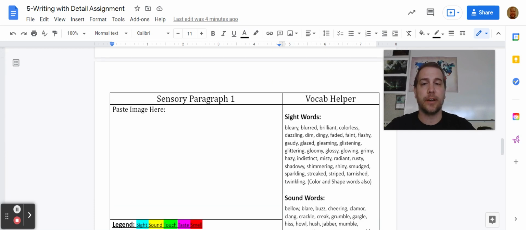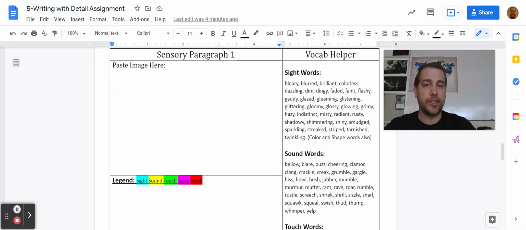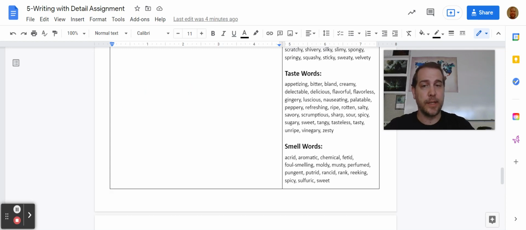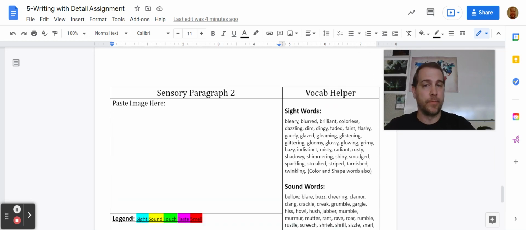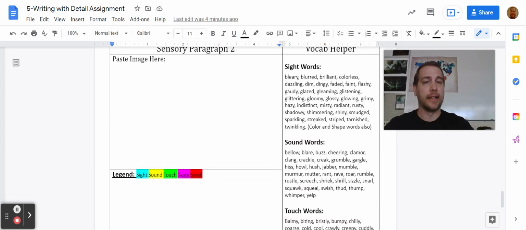If you go down here, here's the spot where you'll actually be writing your stories and pasting your images. So paste an image here, write the story here, and highlight. Here's some words to help you if you need it. And then number two, paste an image here, a different image, write the story here, and then highlight your sensory words. And once again, there are words to help you.